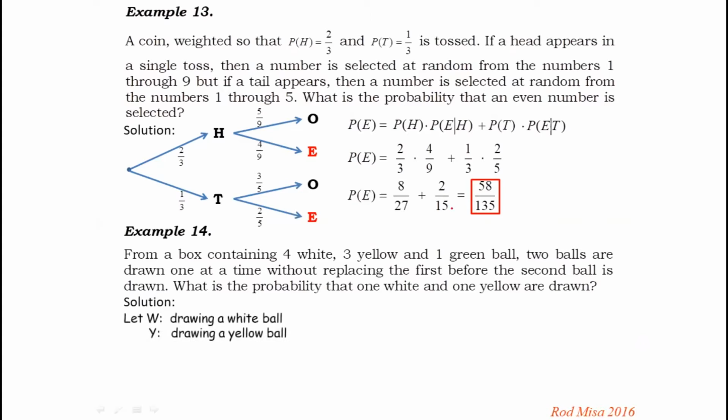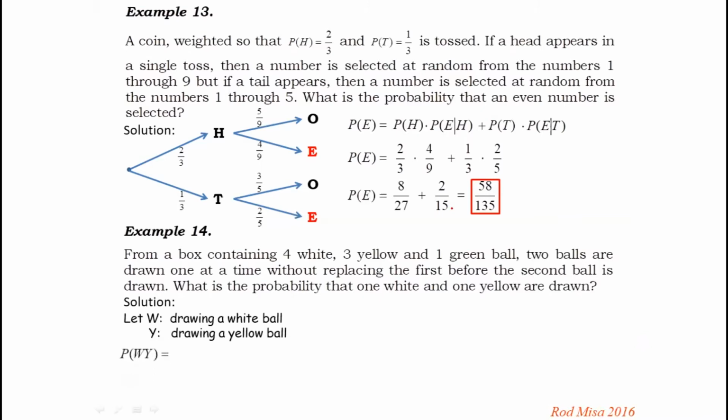So the event W is the representation of drawing a white ball, and the event Y is the representation of drawing a yellow ball. And take note that in this problem, drawing 1 white and 1 yellow does not specify that white is the first ball and yellow is the second ball. So there are two possibilities here. The possibility is having a white in the first draw and yellow in the second draw, or having a yellow in the first draw and white in the second draw, as long as you have 1 white and 1 yellow obtained from these two draws.